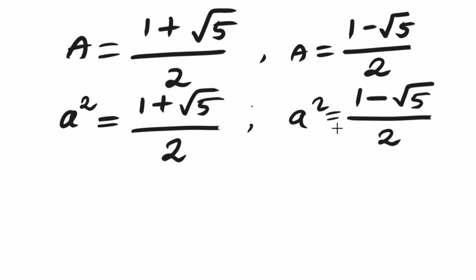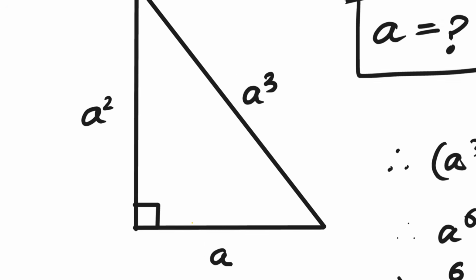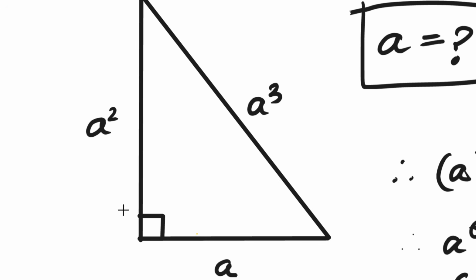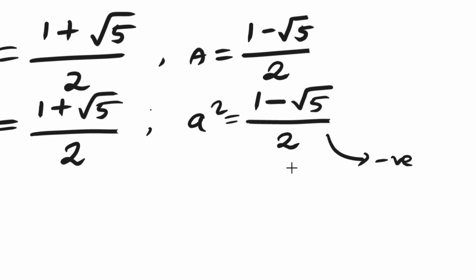Now, let's think carefully about the second value. Since square root of 5 is greater than 1, 1 minus square root of 5 is negative, which means the entire fraction is negative. But a squared can never be negative because the square of a real number is always non-negative. Also, a squared represents the length of a side of the triangle, and side lengths cannot be negative. Therefore, we reject this second solution.